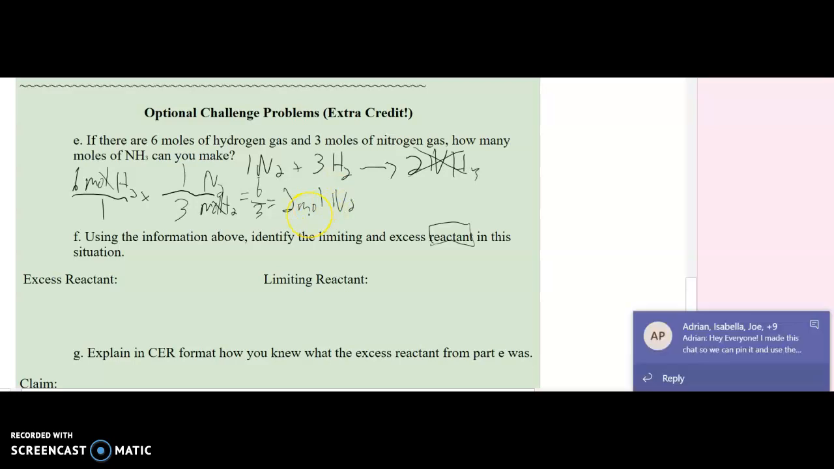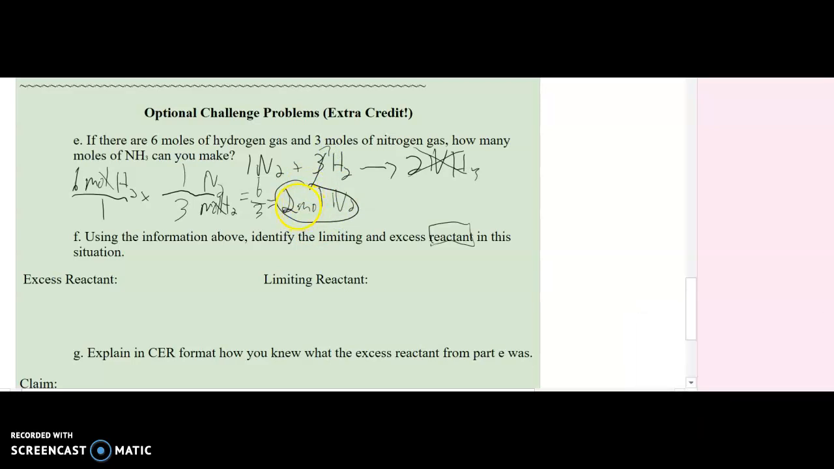So what this is saying is when I have 6 moles of hydrogen gas, I only need 2 moles of nitrogen gas. And I have to take this number and I have to compare it to this number. Do I have enough? I need 2, but I have 3. So I have plenty. So what this is telling me is for N2, I've got plenty of it. I have an excess of it. In fact, you can do that math. I have an excess of 1 mole.